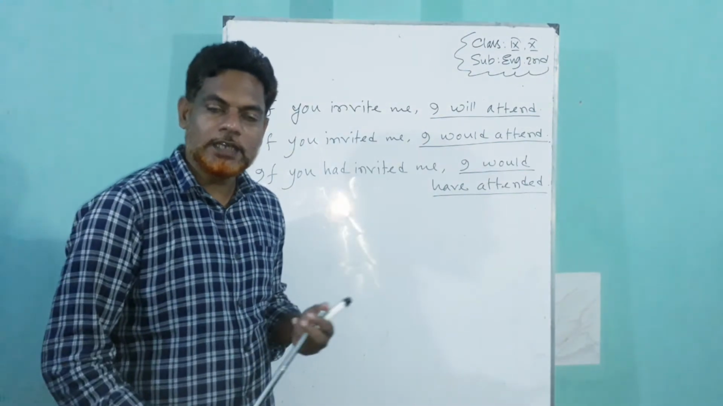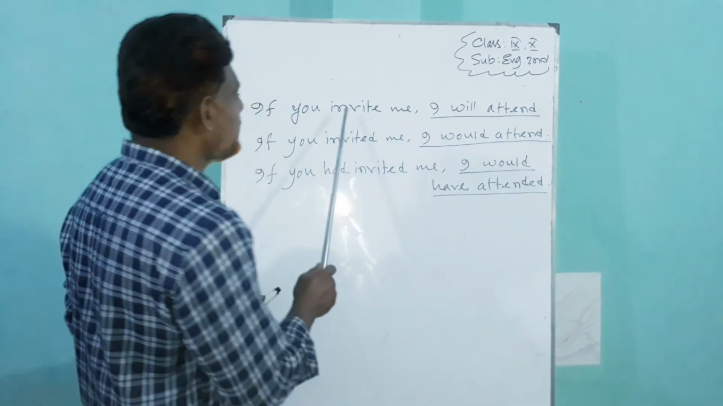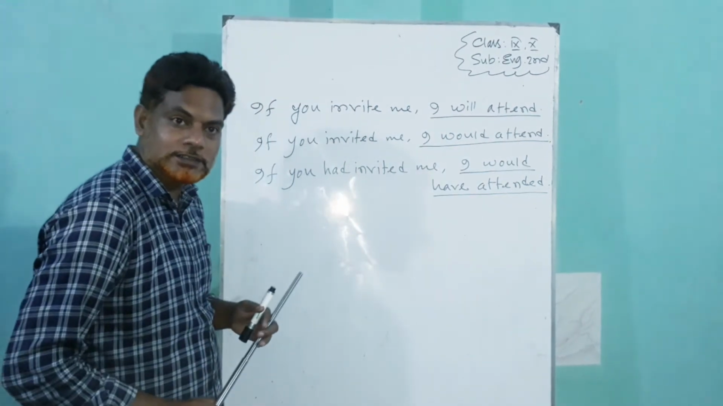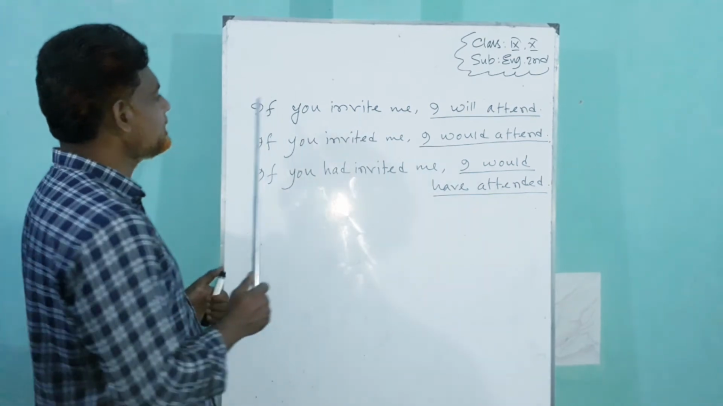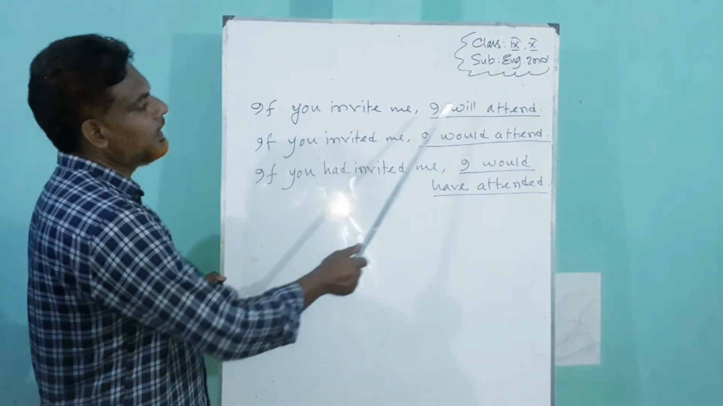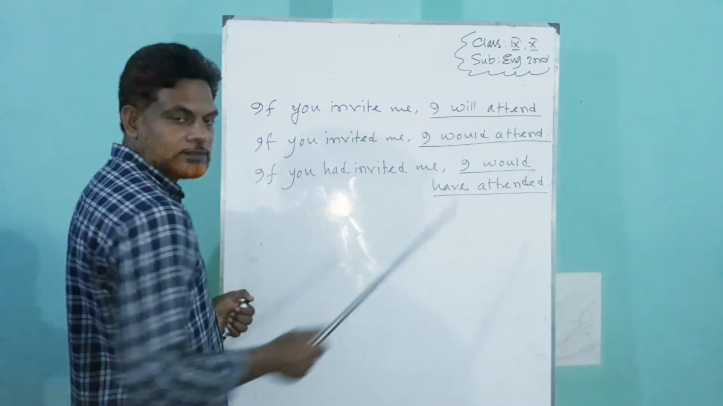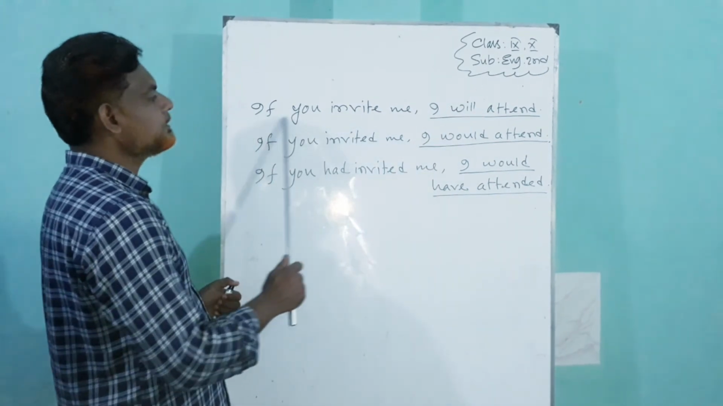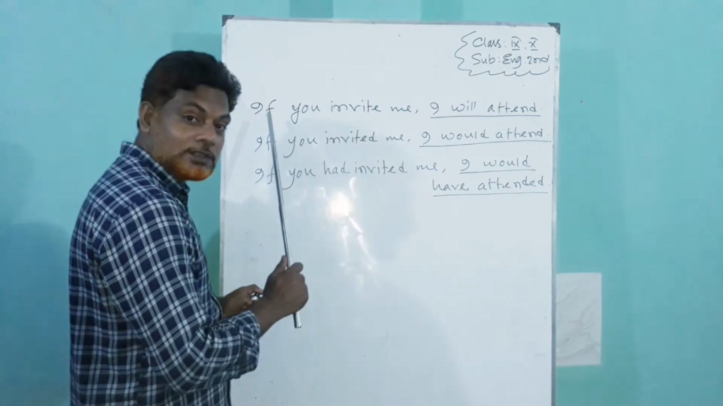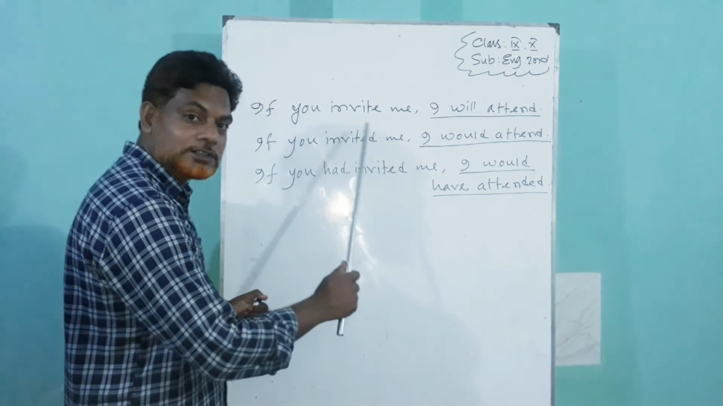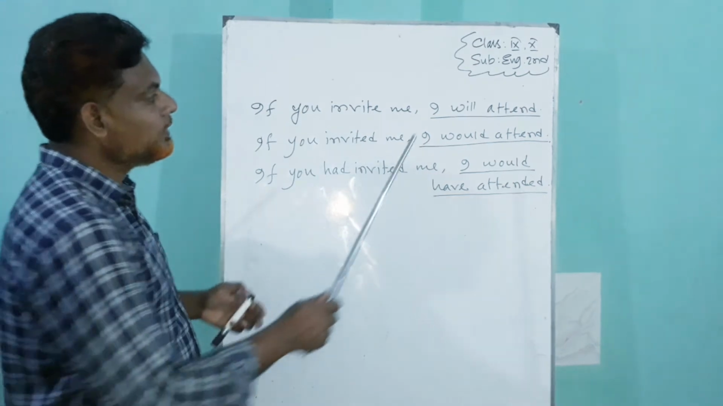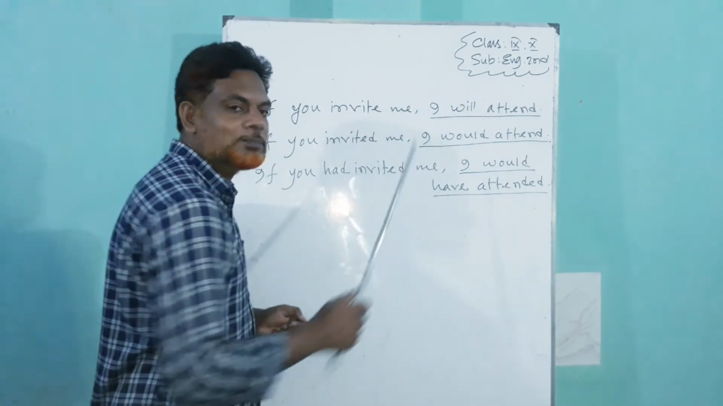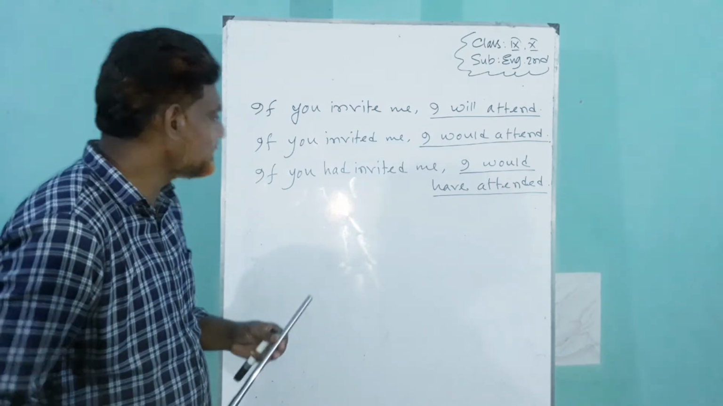Dear students, now we will see the structural differences among the three conditions. Look at the first sentence. If you invite me, I will attend. Why have you used will here? Because the subordinate clause was in first condition. That's why we have used will here. That means we have to make this part in future tense.